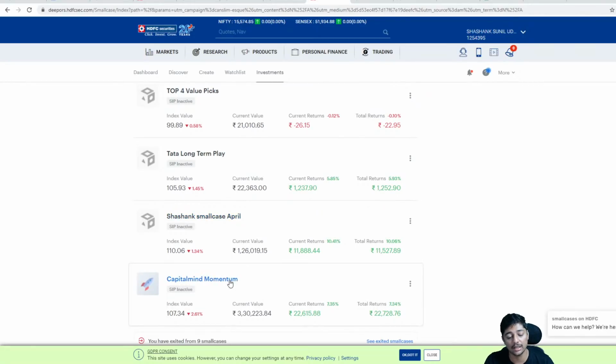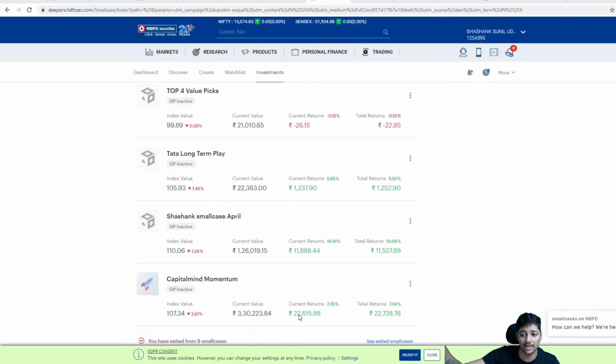You can do whatever you want with it. But the reason why I do Capital Mind more than Shashank small case April is because I don't have that much time to sit and keep doing all this rebalancing and all that. So I let it be on autopilot. And even on autopilot, I've made 22 grand in a month and a half. So I'm like, okay, I'm not worried about it, man. Again, next month, if I get my salary, I'll put a little more money into this and again reinvest my returns back into it. Slowly, I'll just make a lot of money.